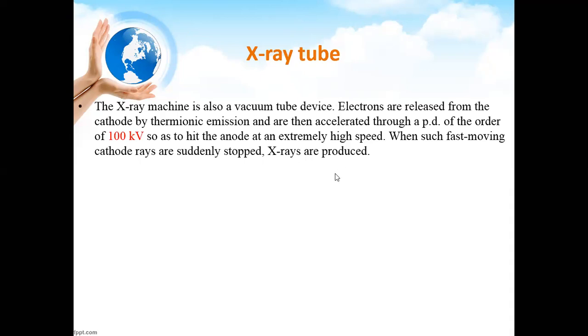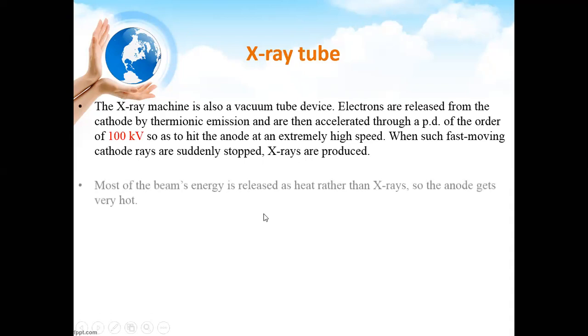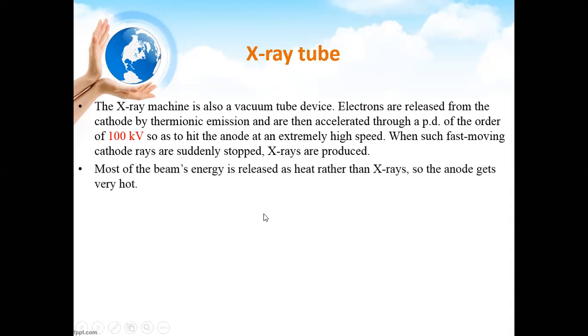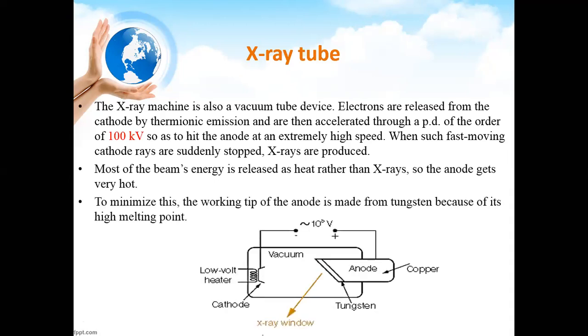So again, we need 100 kilovolts in order to release the electrons and see the X-rays over there. Mostly, when you apply this voltage, most of the beam's energy is released as heat rather than X-rays. So the anode will get very hot. Let me show you the device over here. This is the anode part. It is going to get very hot because you're giving the anode 100,000 volts.